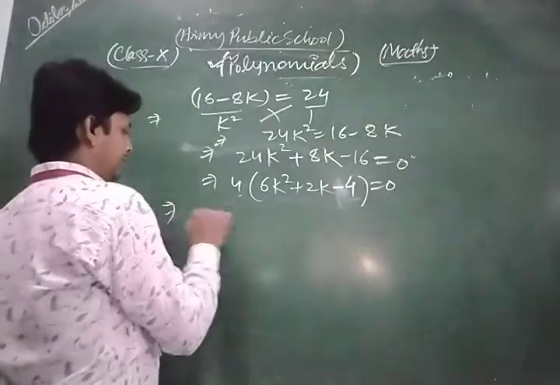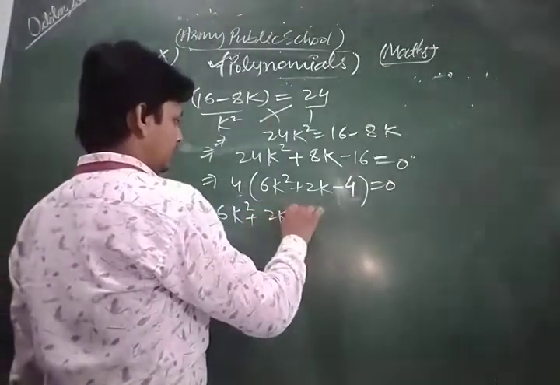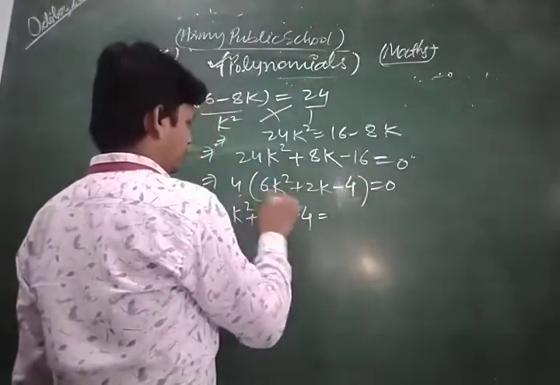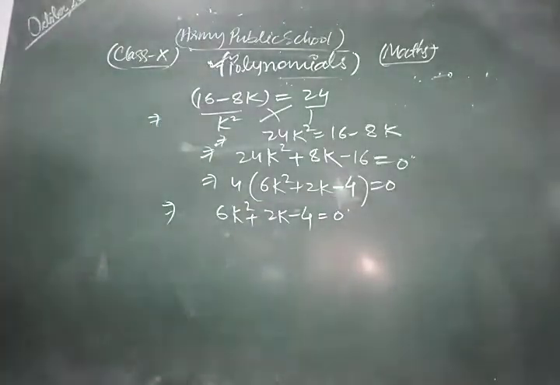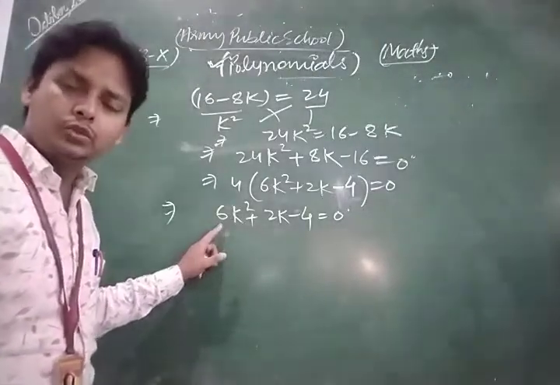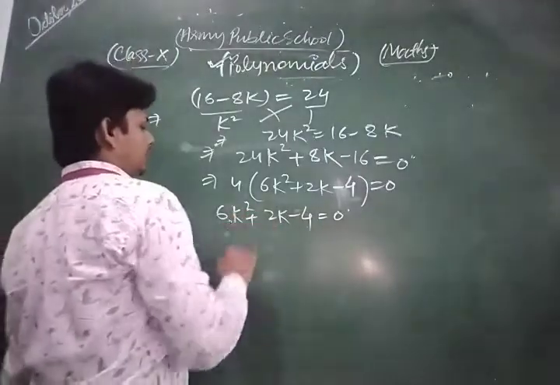Now, we can write this as 6k² + 2k − 4 = 0. Now we do the factorization by using the concept of splitting the middle term. 6 × 4 = 24.